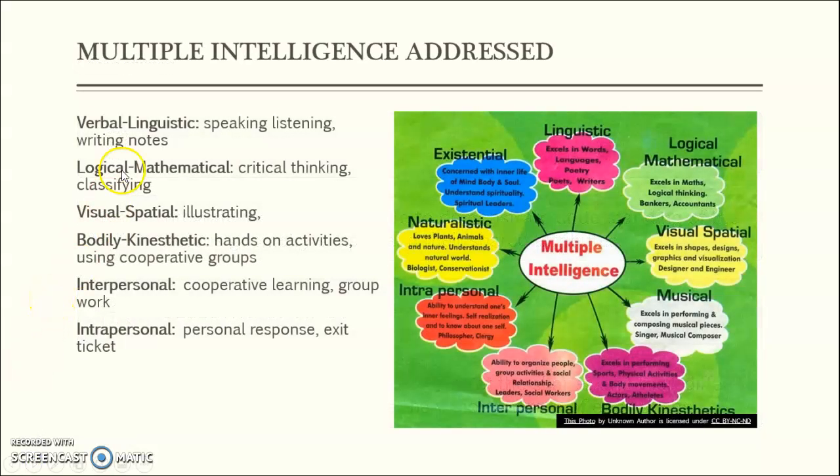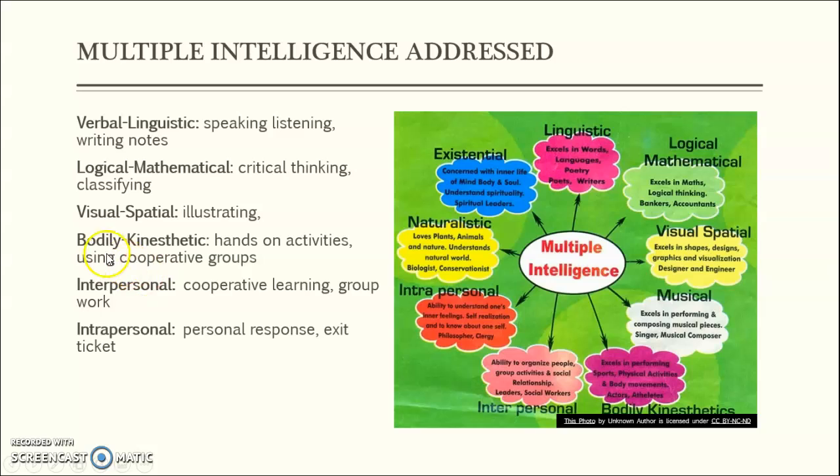And then for multiple intelligences addressed, verbal linguistic would be speaking, listening, and writing notes, because you'll see later that they will be writing notes, and they have to listen to when I read the book or when the YouTube video reads the book, and then speaking, like collaborating with their classmates, and then speaking together as a class. For logical and mathematical, critical thinking and classifying, they'll be critically thinking throughout the whole lesson.